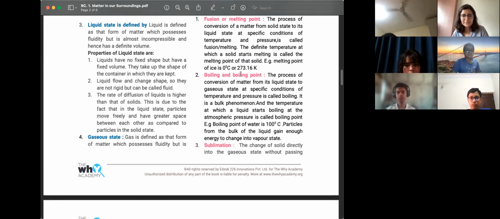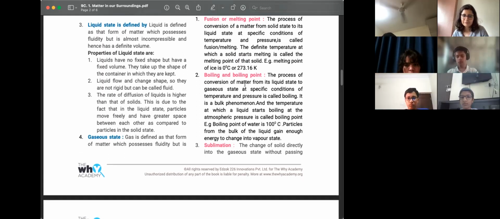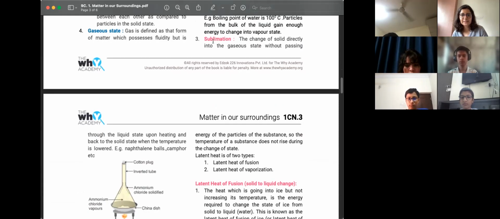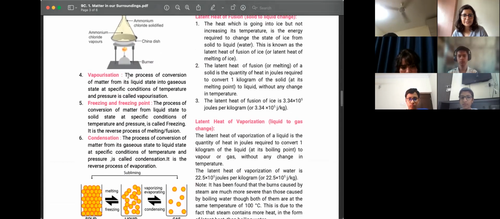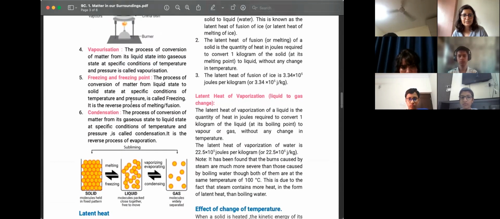Boiling point, same thing. The process of conversion is boiling, also called vaporization. The temperature at which it happens is called the boiling point, the point at which boiling takes place. Self-explanatory. These are the main things. Sublimation, we already discussed: solid directly into gas without passing through the liquid state. Vaporization, liquid to gaseous state.